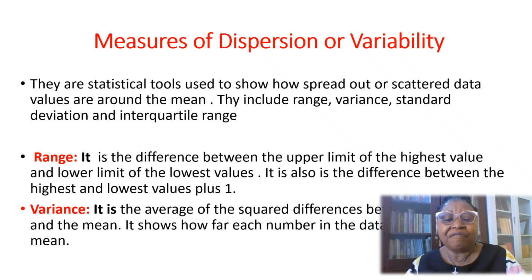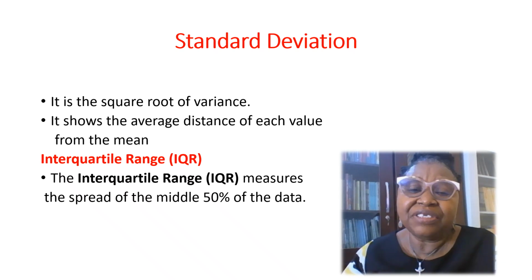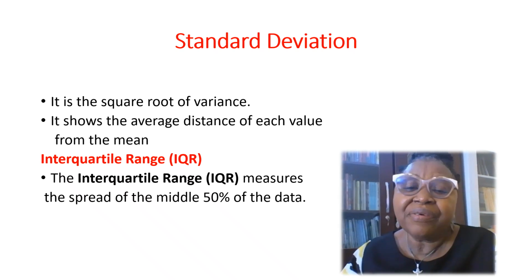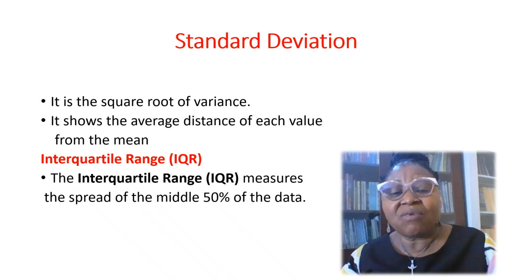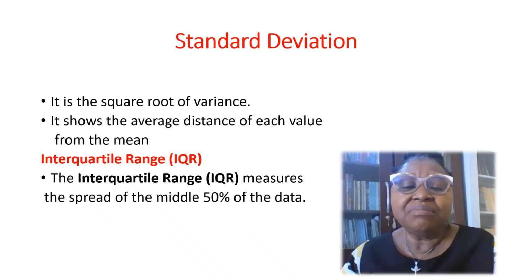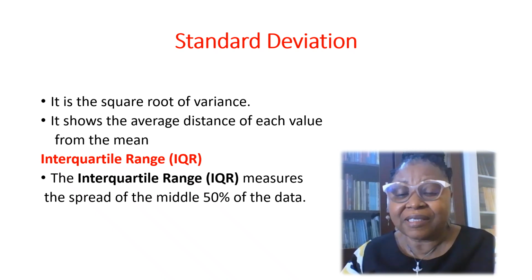Measures of dispersion or variability are statistical tools used to show how spread out or scattered data values are around the mean. They include the range, variance, standard deviation, interquartile range, and others. Standard deviation is the square root of variance. It shows the average distance of each value from the mean. The interquartile range measures the spread of the middle 50% of the data.